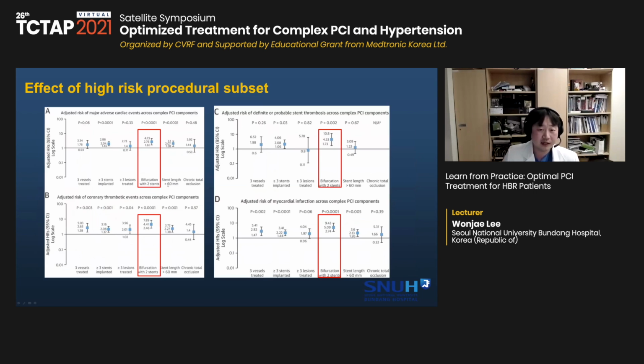What stands out is that if you look at the bifurcation with 2 stents, it had the highest risk among other complex PCI components. And if you look at stent thrombosis, it's about 4 times higher if the patient had a bifurcation with 2 stents.